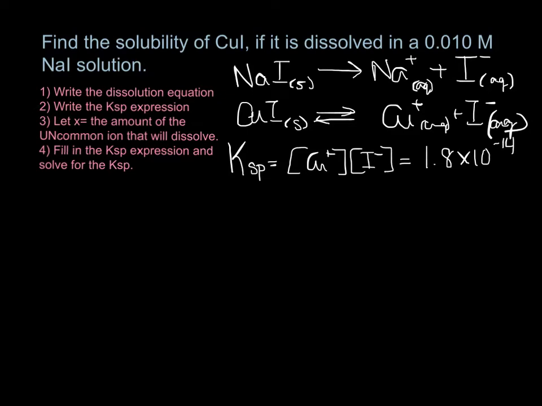Alright, so we know that when there's an ion in common, it's going to decrease the solubility of the copper iodide because this common ion is going to force the equilibrium away. And so it's going to favor the solid. And so we're going to keep that in mind when we go about solving this problem. So the next step is to let X equal the amount of the uncommon ion that will dissolve. So we're going to say that the copper ion here is our uncommon ion, so the amount that can dissolve is X.